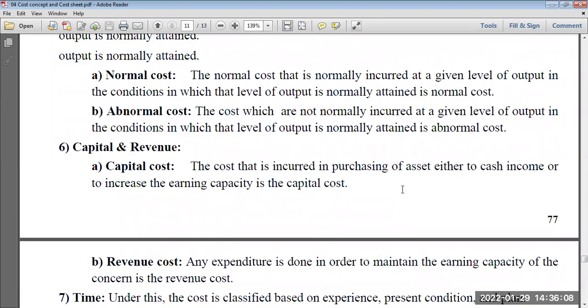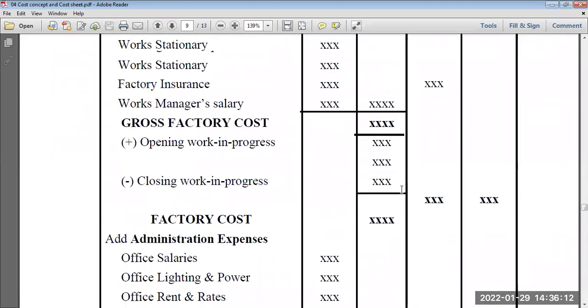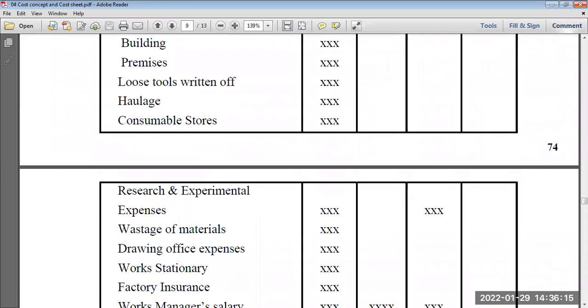Can you move to the next one? Yes, Professor. Yeah. Okay.